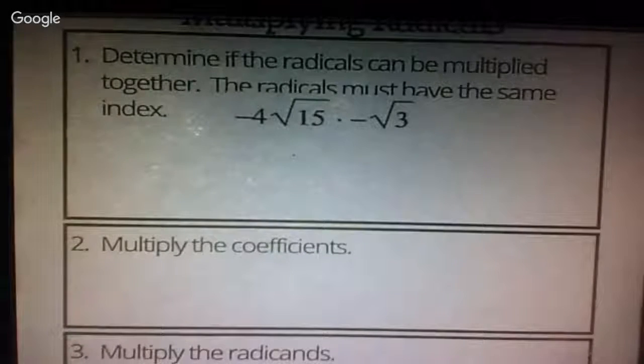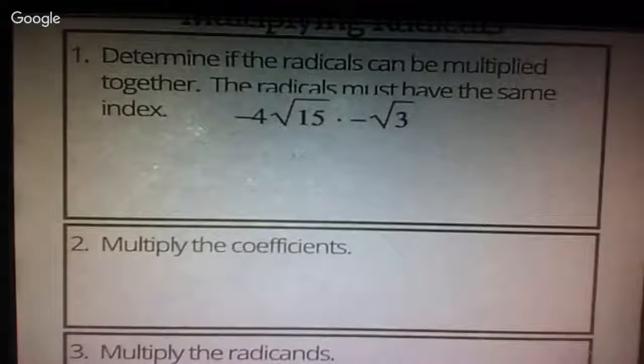Okay? Multiplying, all you have to have in order to multiply is the same index. Okay? So it's got to be square root and square root, or fifth root and fifth root. So you need to look at them first. Do I have the same index? Yes. These are both an index of 2.